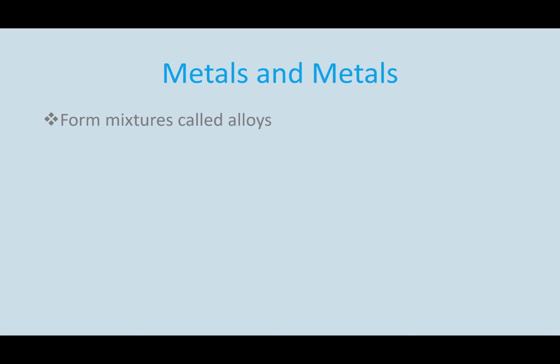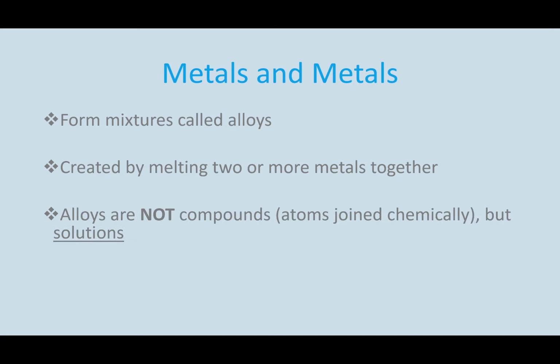So we can combine 2 metals together. We're basically going to form a mixture called an alloy, and it's created by melting 2 or more metals together. So we're not really chemically combining them. We're more or less melting them and mixing them together, and then when they solidify, they form a new metal. Because of this, alloys are not considered compounds. Compounds are when the atoms of different elements are joined chemically, but in the case of alloys, they are not. They're considered solutions.